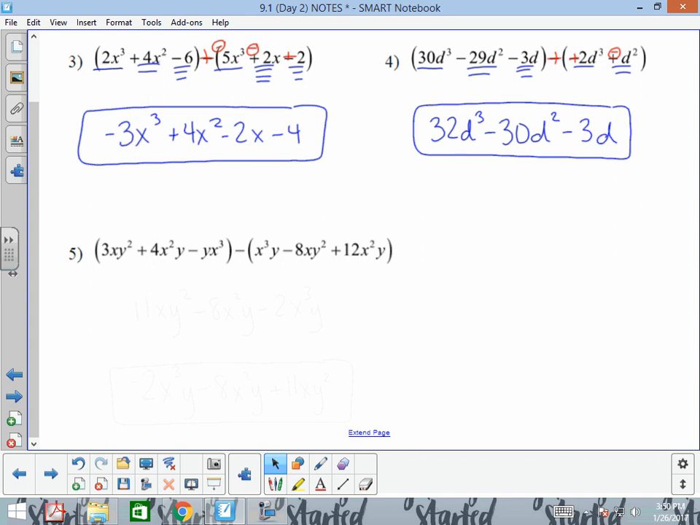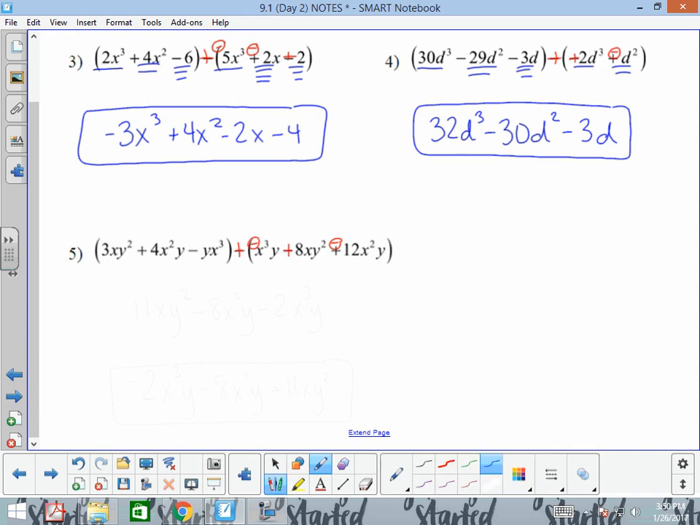So I'm going to first show you how to combine like terms, and then we'll look at how to write it in standard form. So first, let's change all the signs. Change that minus sign to a plus. X cubed y will be negative. 8xy squared will be positive. 12x squared y will be negative.